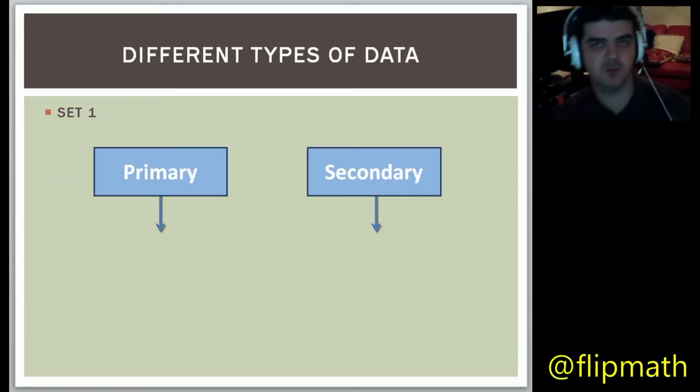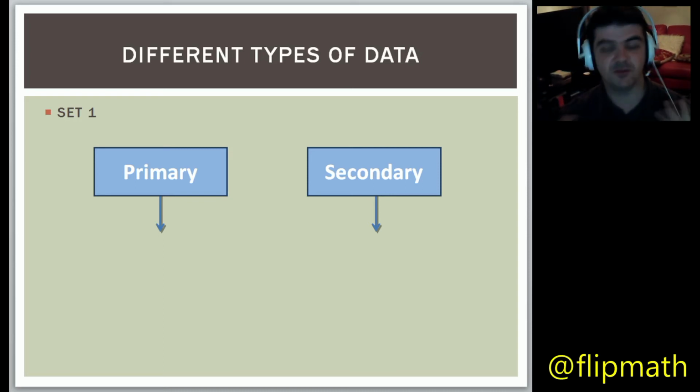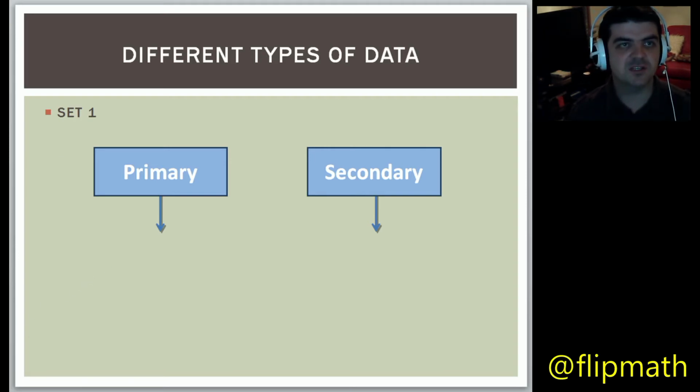Alright. Okay, different types of data. Still repeating what we did last year. There are three sets of these, really. So the first one we're going to do is primary. And what's the difference between primary and secondary data? As a recap.